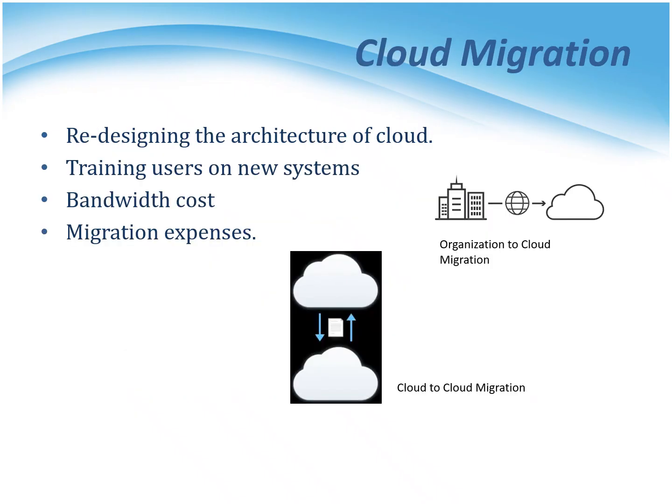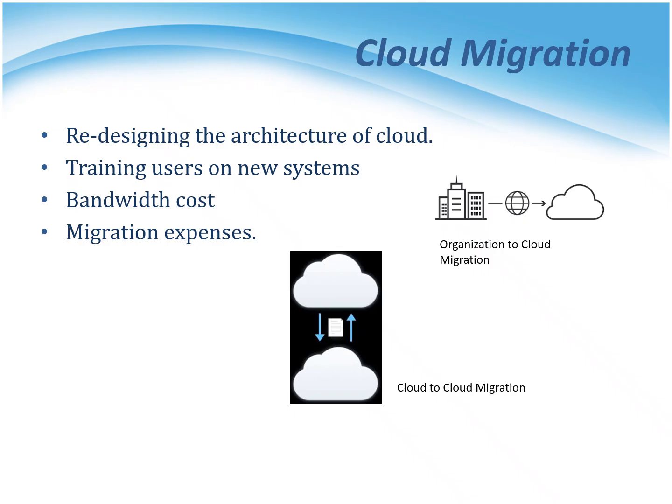And surely once they go to cloud migration, they have to redesign the architecture of the cloud, train users on the new system, and handle bandwidth cost and migration expenses. Earlier everything was on premises. If they want to migrate to the cloud, surely they have to redesign the architecture of the cloud: how much, and what kind of cloud they are going to use. So they have to redesign the architecture of that cloud.